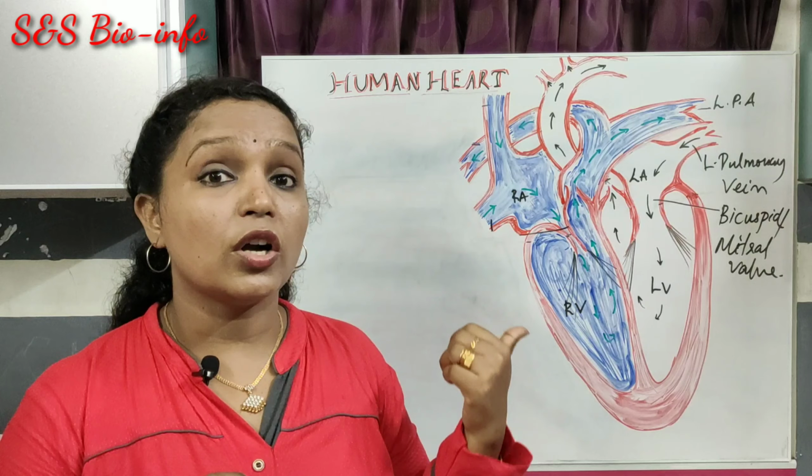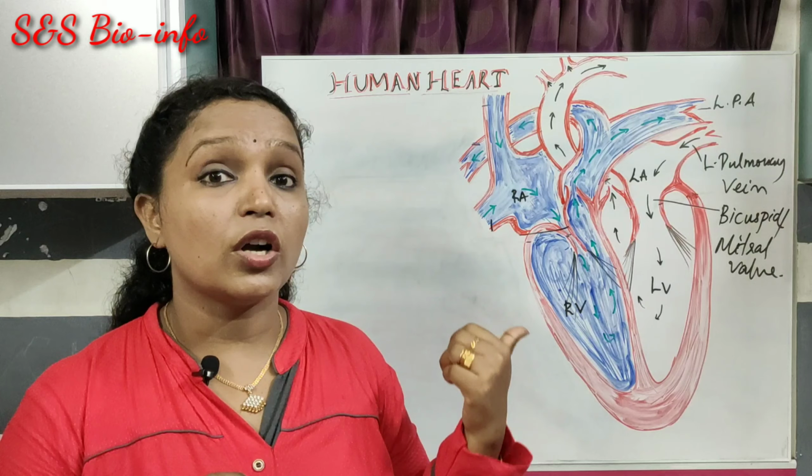So here there are two types of vena cava. They are superior vena cava and the inferior vena cava. So look at the diagram. You can see the superior vena cava. This is superior vena cava. This is the inferior vena cava.